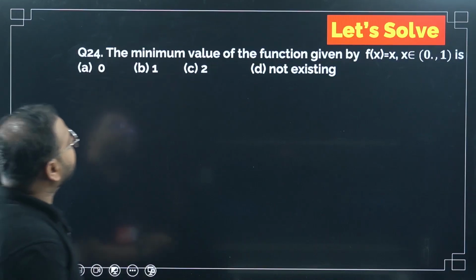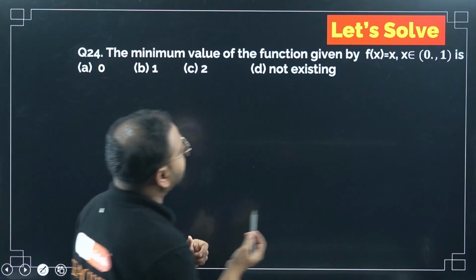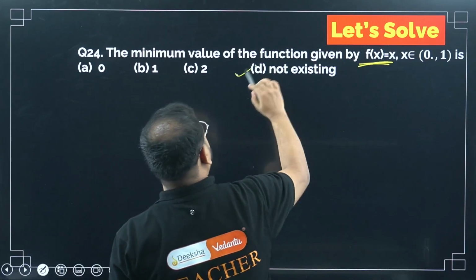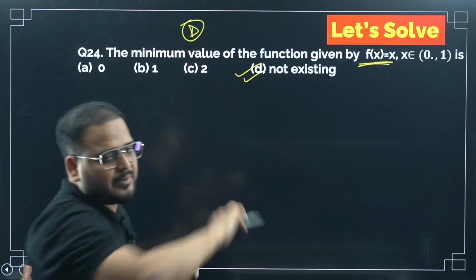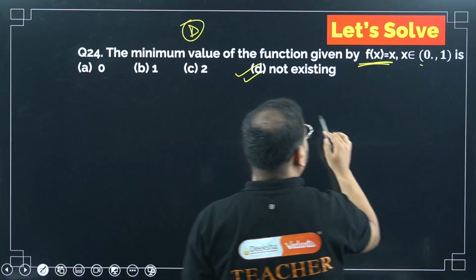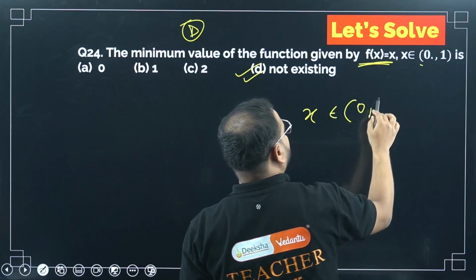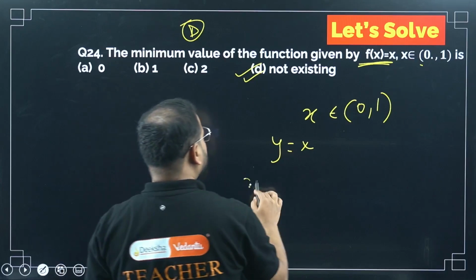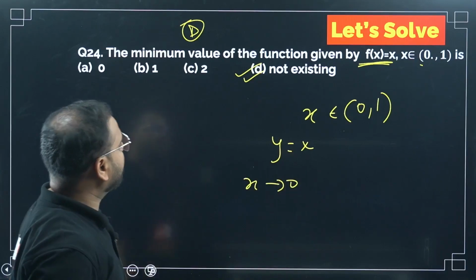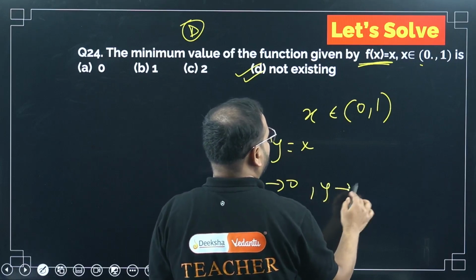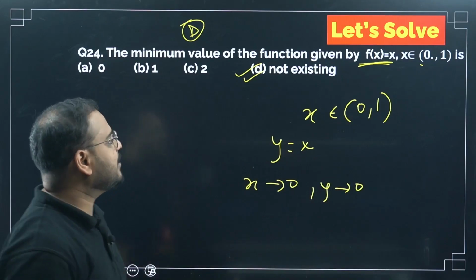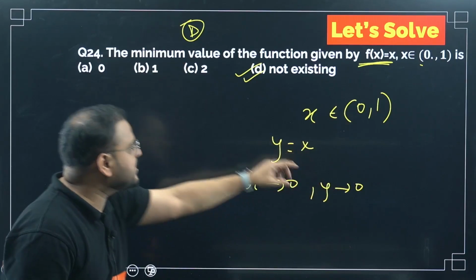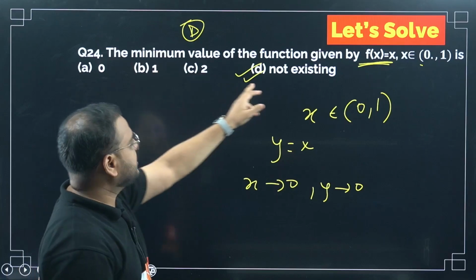Okay. Minimum value of the function given by f(x) equals x. Not existing, sir. I taught this question in the beginning only. Since the interval is open, check here. x belongs to an open interval, for the function y equals x. We cannot have it, because when x tends to 0, y will tend to 0. It will never be equal to 0. So there is no existing value for that. If it was a closed interval, then the answer would have been 0. But it is an open interval, so I cannot take any minimum value. So the answer is D, not existing in nature.